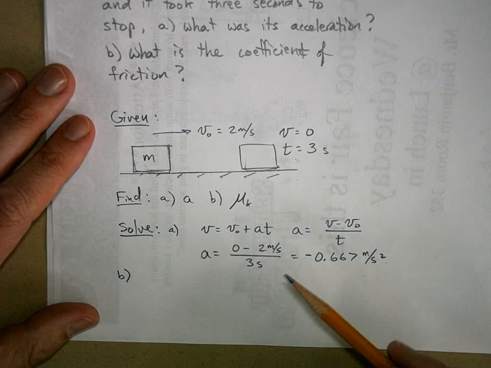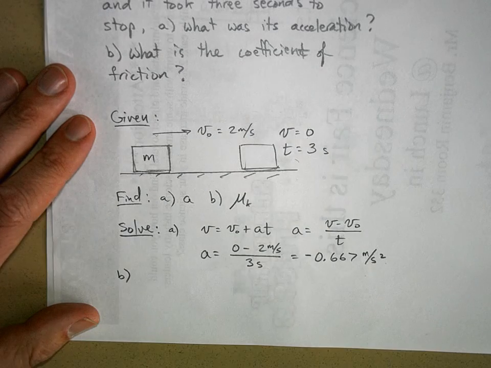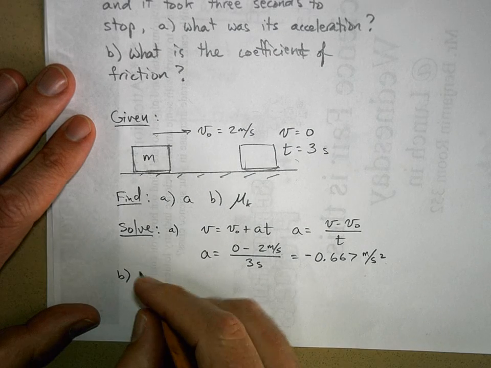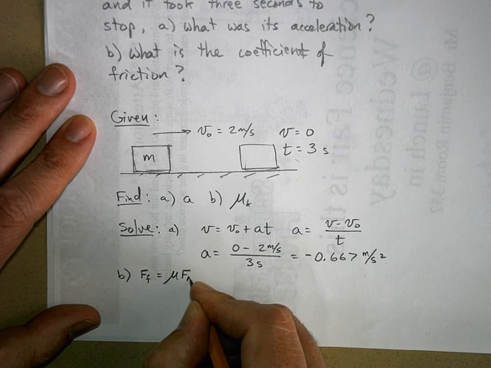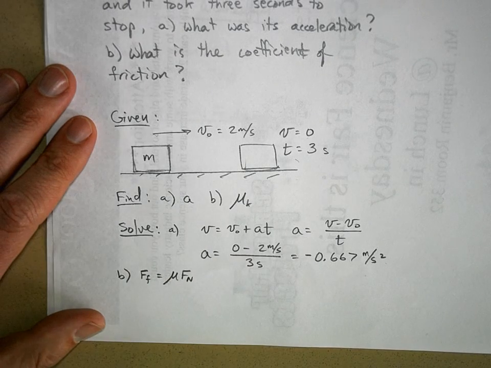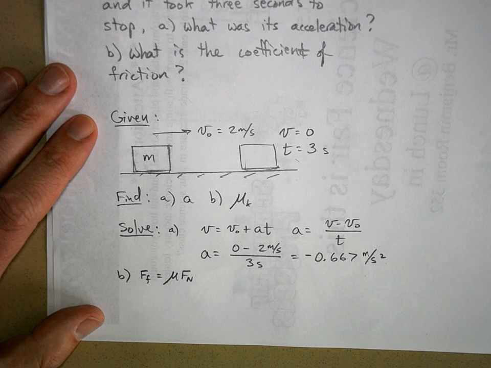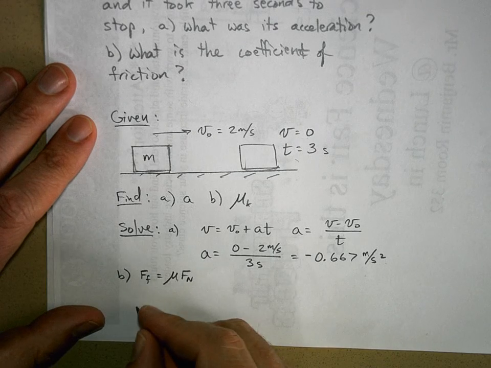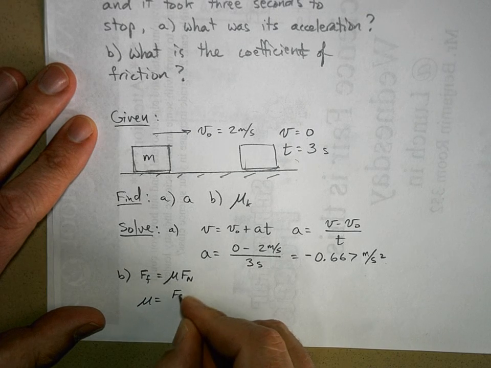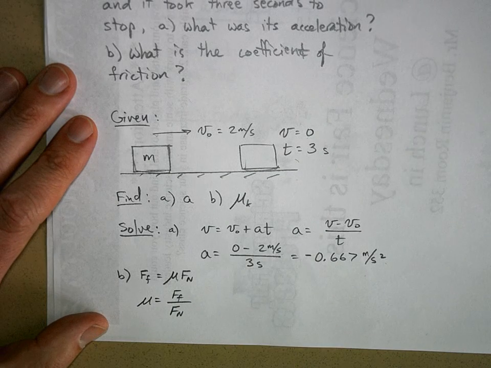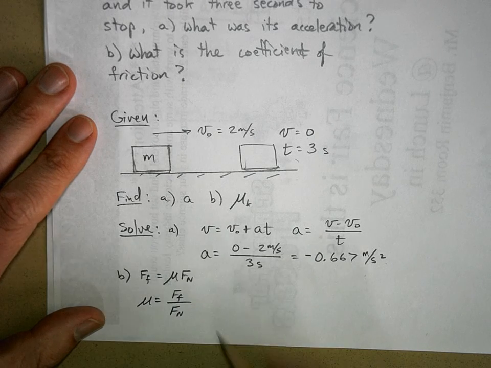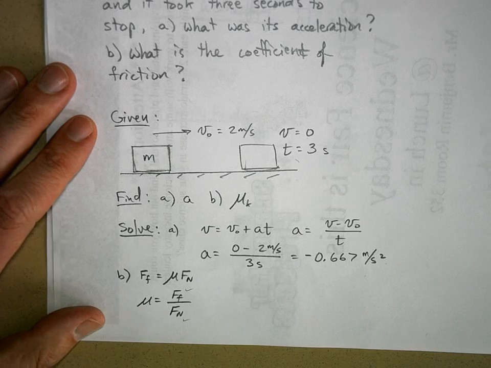Whenever I'm finding the coefficient of friction, I can start with what I'm trying to find. I know that the force of friction is equal to mu times the normal force. This should be on your equation list now, right? Are you adding to your equation list? Okay, make sure you do that. And now we can solve for mu. Mu equals the force of friction divided by the normal force. And so this tells me what to do. I need to figure out what the force of friction is and what the normal force is.